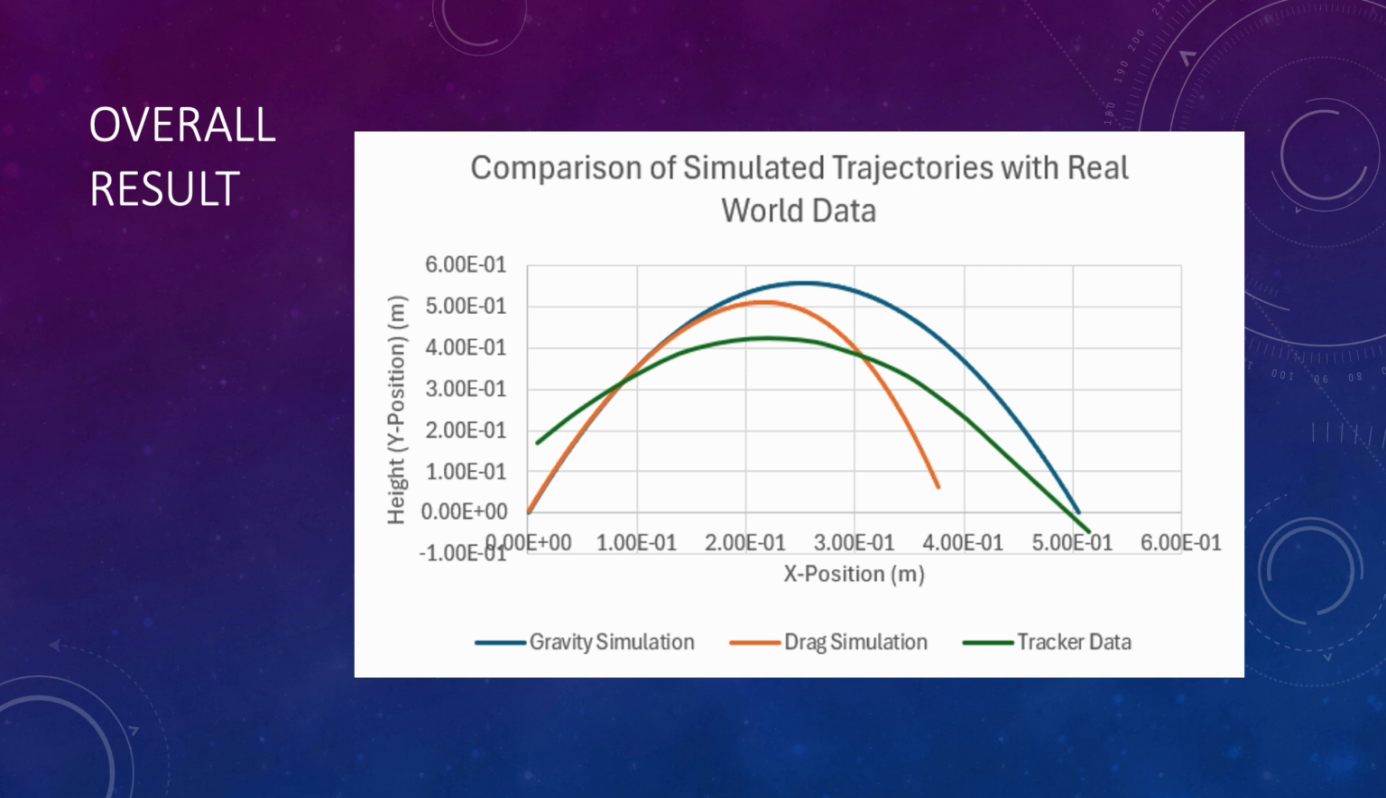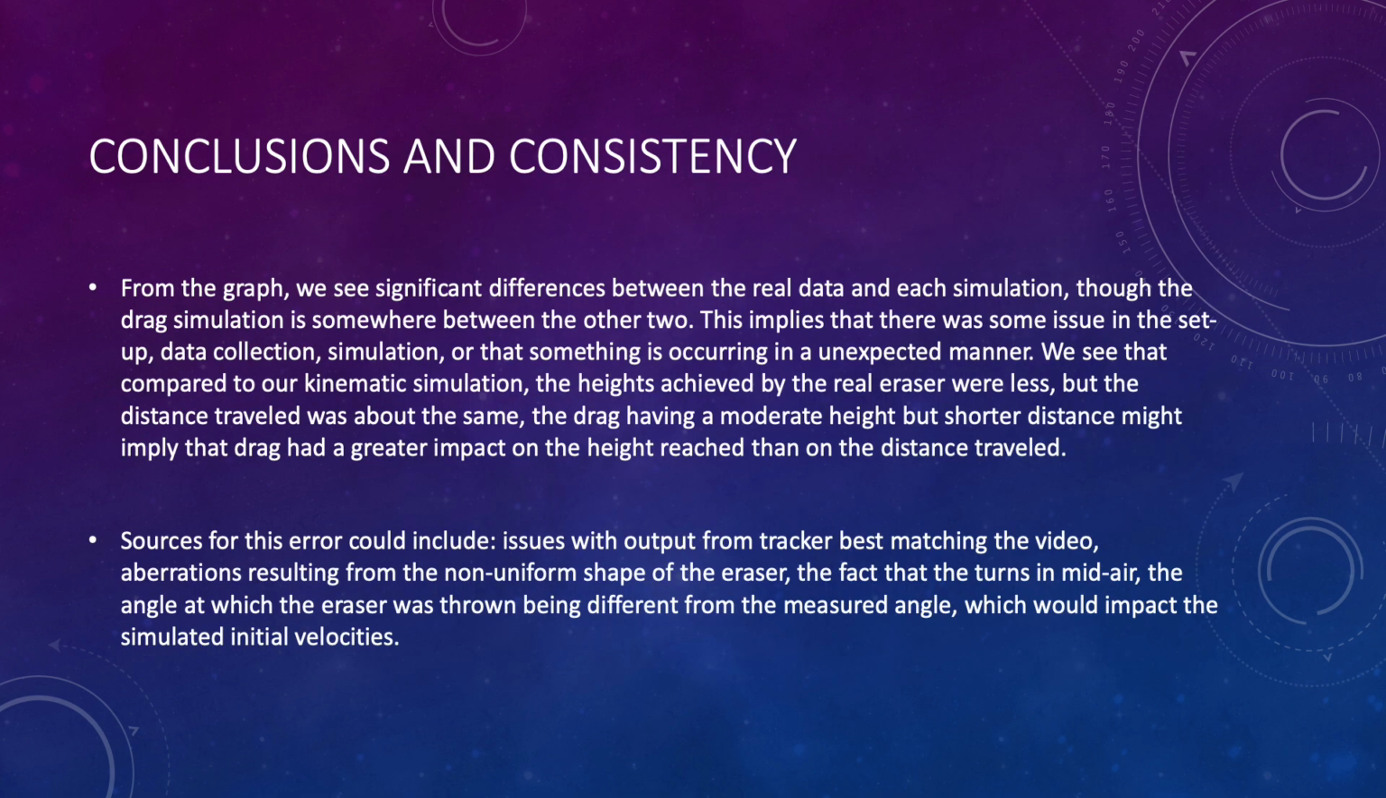So let's look at the overall results here. And we can see that our gravity simulation was too high, but had a similar final endpoint, whereas our drag simulation did lower our peak slightly, but cut it off too soon. And that implies, we can see from this that there are some significant discrepancies between our data and our simulations. And let's talk about why.